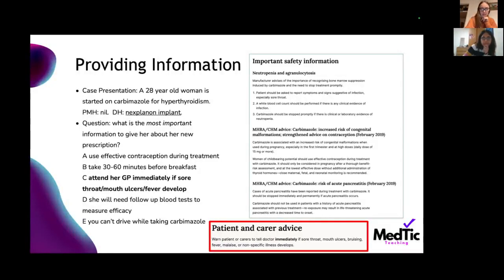On the safety information, there's also something about acute pancreatitis. It would be worth mentioning in real life to a patient, but the fact that in the patient care advice it only talks about the sore throat, mouth ulcers, etc., suggests that that's more important. And also this patient's never had acute pancreatitis, so that sort of last sentence about re-exposure and life-threatening acute pancreatitis is less likely. Okay.